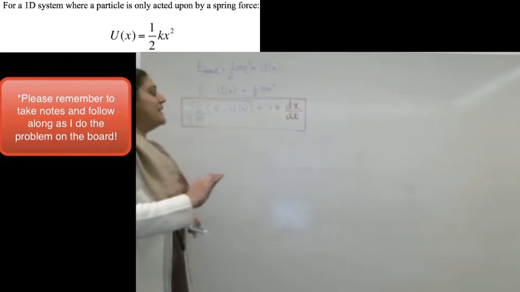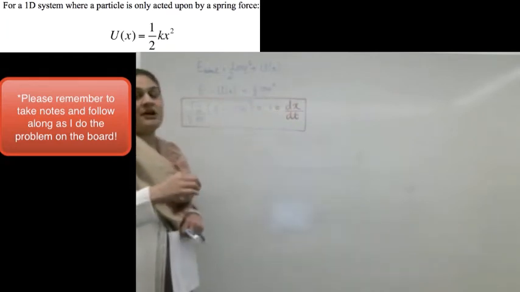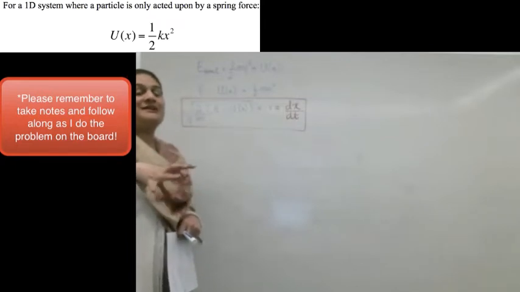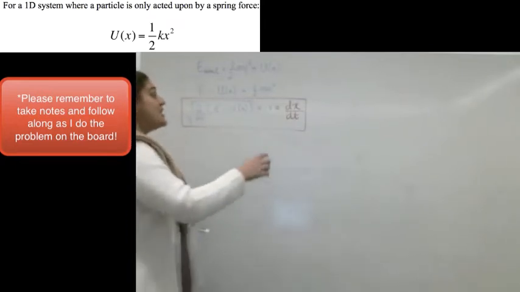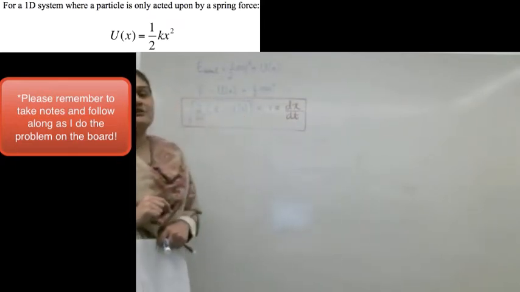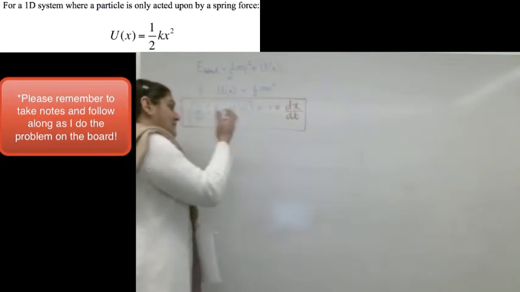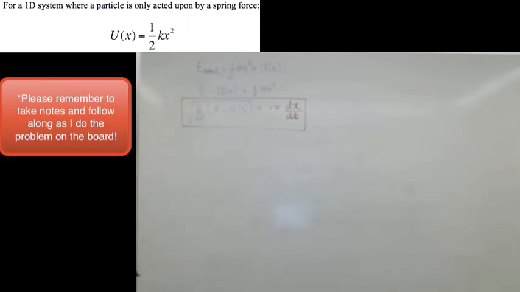So now we're going to find the x as a function of t for all systems where the particle is only acted upon by a spring force. So this U is now going to be 1/2 kx squared. Now what do I have to do in order to do that? Okay?